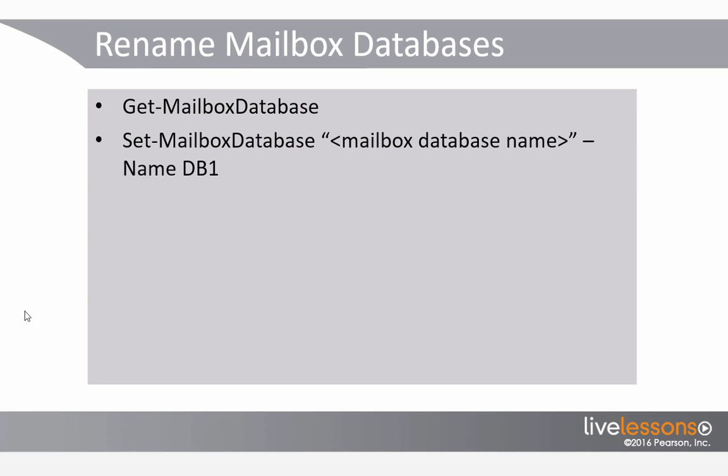But first, I want to show you the commands that we'll be using. The first command is get-mailboxdatabase. What this command is going to do is show us a list of all of the mailbox databases that exist within the Exchange organization. Then what we're going to do is type set-mailboxdatabase. We're going to type the original mailbox database name. That's, in this case, the default name that Exchange assigned during the setup process. And then we're going to use the -name switch and then the new name. So let's go ahead and rename some mailbox databases.